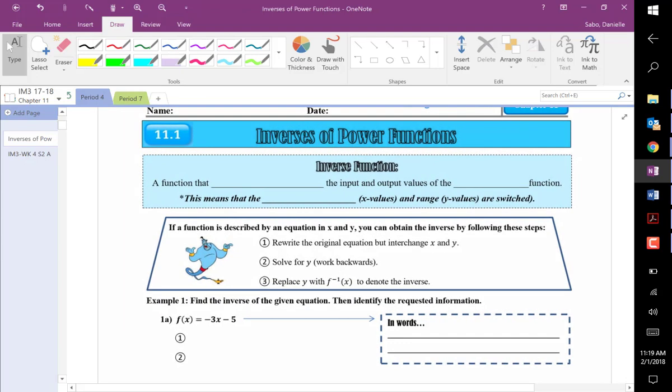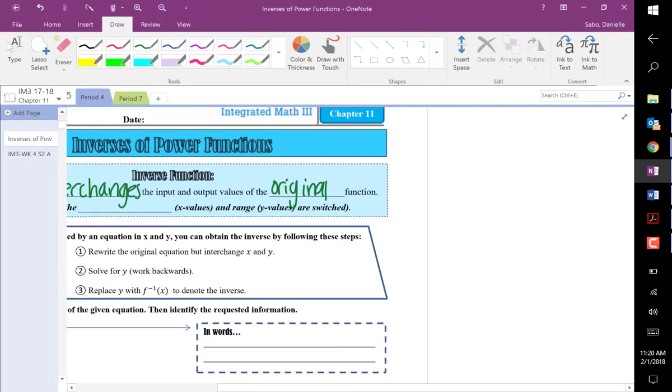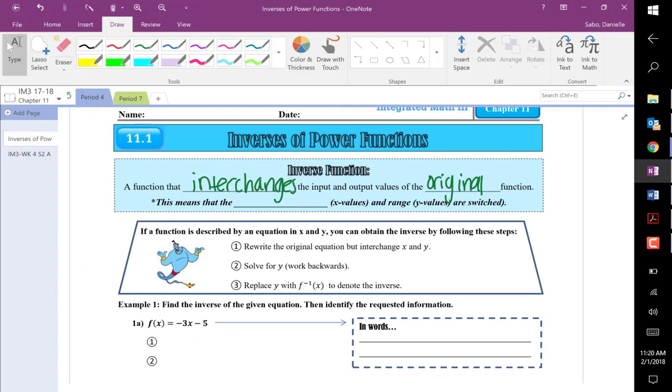So when we talk about inverses, an inverse is a function that interchanges the input values and the output values of the original function. Okay, so when I say inverse, and I try to get you guys used to that, when I kept saying inverses when we're solving, okay, when you solve for something, the inverse of adding is subtracting. The inverse of multiplying is dividing. So that's what I mean by inverse when we talk about inverses.